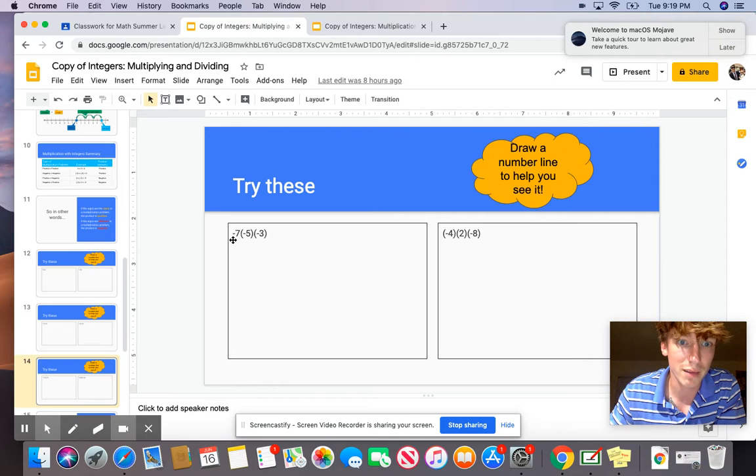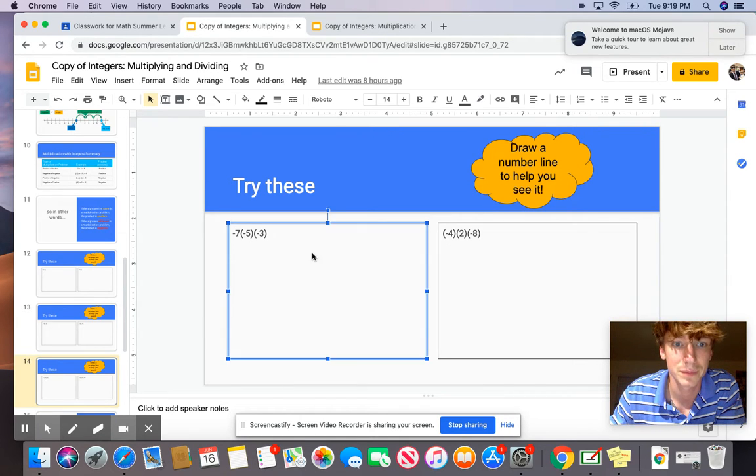So right here, we do negative 7 times negative 5. We're not worried about this right now. The signs right here are the same. So a negative 7 times a negative 5, signs are the same, it's going to be positive. Positive 35. We have positive 35 times negative 3. Signs are different. It's going to end up being negative.